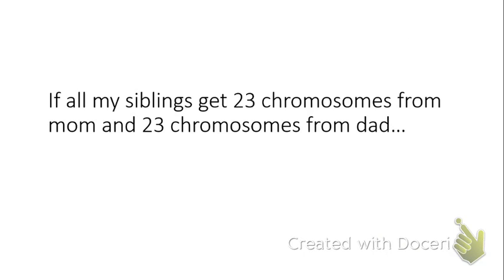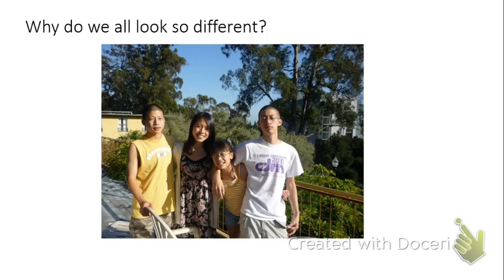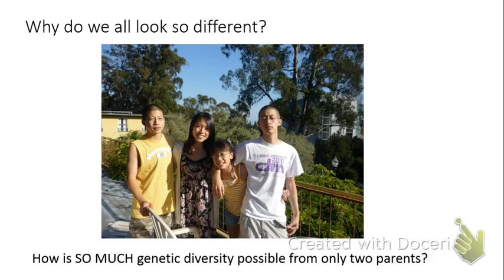So if all of my siblings get 23 chromosomes from my mom and 23 chromosomes from my dad, like all of them get the same from the same two parents, how is it possible that we all look so different? Like, I obviously don't have those guns that my little brother has, or she has some weird teeth going on. And my older brother, I don't know what's wrong with his look. Anyways, point being, how is there so much genetic diversity possible, to have 4 different kinds of siblings? And I'm sure some of you have even more siblings that look totally different from each other, from only 2 parents. Now, there are a couple reasons for this.